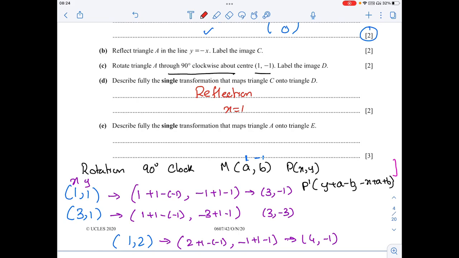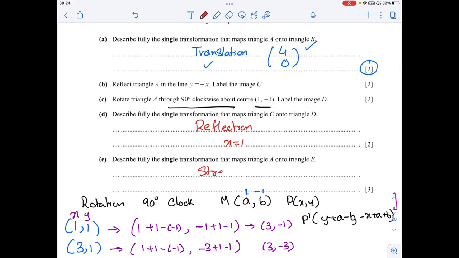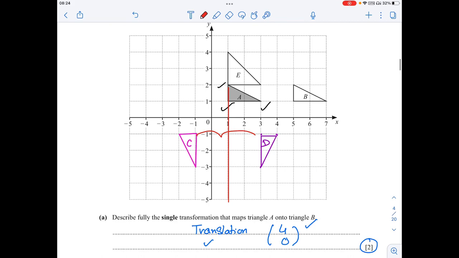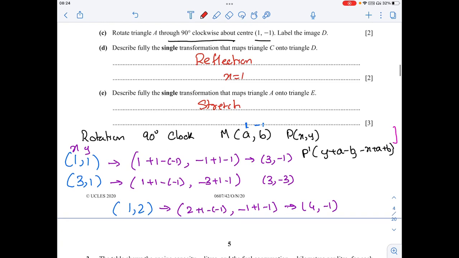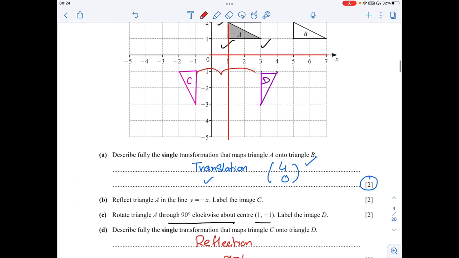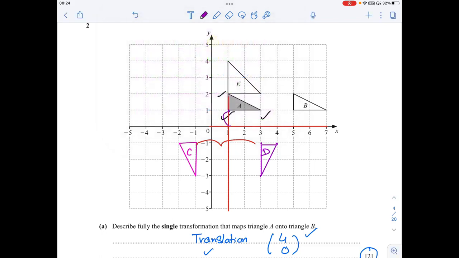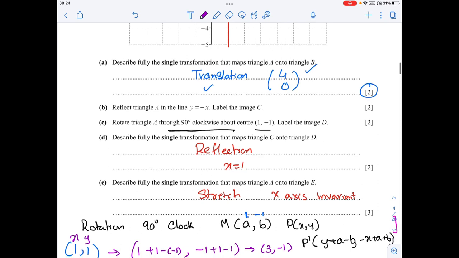Describe fully the single transformation that maps A onto E. A onto E, we can see that it is clearly a stretch. Then we can see that its distance from the x-axis is not changing. So therefore it is stretched along y, and the x-axis is an invariant line. The x-axis is going to be the invariant line. And scale factor, how much is the distance going to be? The distance from the x-axis, this point is 1 and it's becoming 2. So the scale factor is 2.